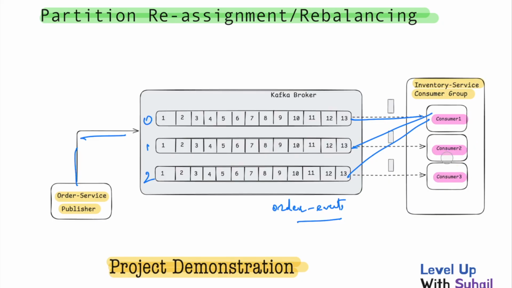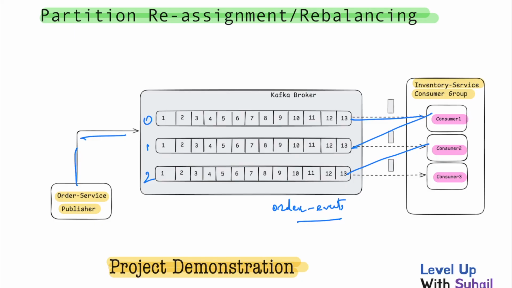But as and when the consumers keep coming up, let's say in the initial phase this was the only consumer up, so Kafka assigned all these three partitions to this consumer. Now for scalability, you spin up another consumer. In that case, Kafka would remove this partition and assign it to the new consumer. So it is a kind of reassignment of the partitions. The partitions are rebalanced and assigned to the new consumer.